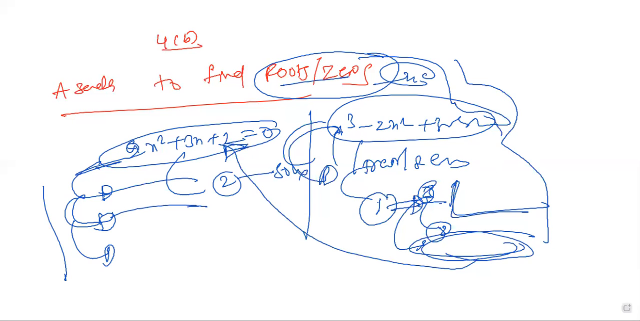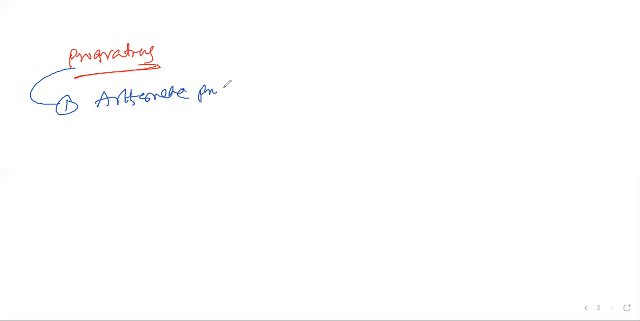Before entering into the exercise, I need to discuss something else. Progressions. How many types of progressions? Three types of progressions we have. Number one is arithmetic progressions. This is a 10th class chapter.